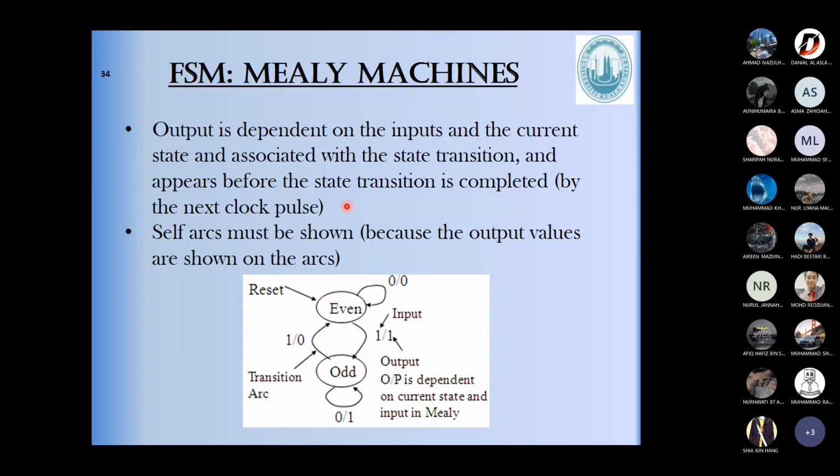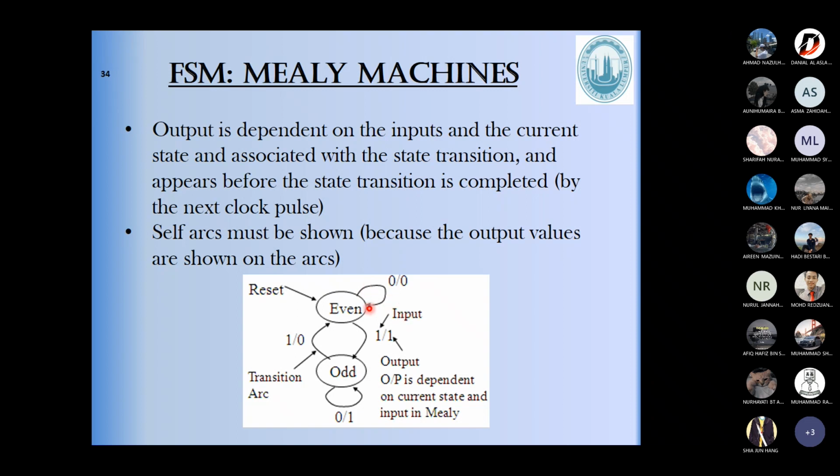Okay, meaning that dia tak perlu sampai ke state baru dia ada output. Okay, macam ni kan. Dia input dia satu, output dia dah boleh jadi satu. Dia tak sampai pun lagi dekat odd ni lagi. So that is what it means lah. Self arcs must be shown because the output values are shown on the arcs. Okay, so self arc ni macam ni, if you look into this arrow here, yang dia patah balik kepada dia ni. Okay, so this must be shown for Mealy machines.